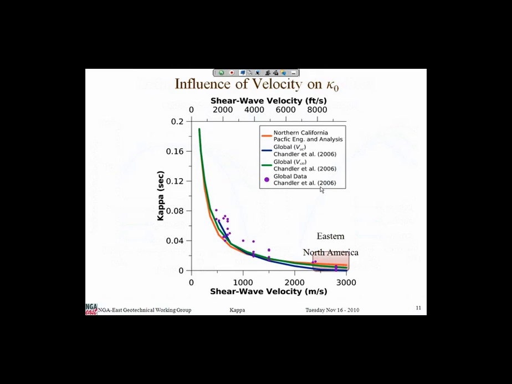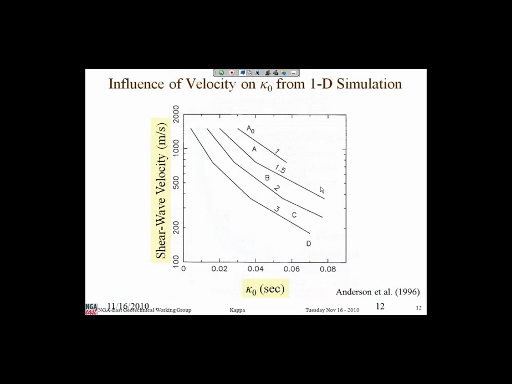But you can see that there is a strong dependence of kappa on shear wave velocity. Although, as you can see, you get to the kind of numbers that we're talking about, it shows up very nicely, that box down there. This is kind of the area we're interested in with reference rock and ENA. So it's way down at the tail.